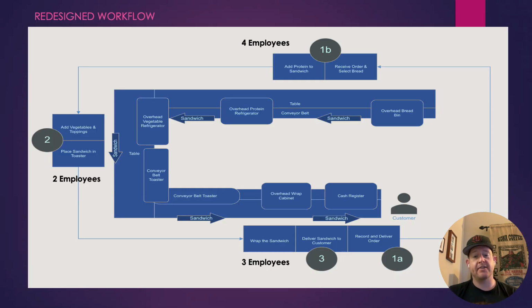This work cell diagram outlines my new process. I have condensed the 7 stations down into 3 and have reduced the amount of employees staffing each station to 4 at the first station, 2 at the second station, and 3 at the third.